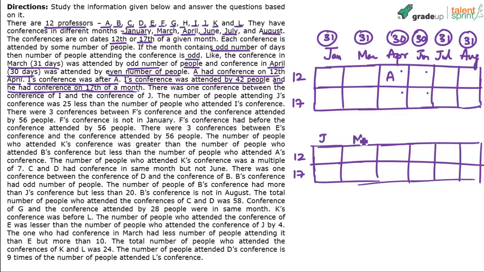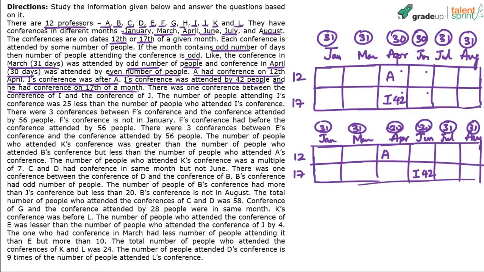So Jan, March, April, June, July, August. You know these numbers are important because that will help us decide even odd quickly. So better write it immediately. So what are the 2 possible values? A comes here. This is like Jan, March, April. A is on 12th April. That is fixed. Now I can come on 17th April or 17th June. So we have taken both the possibilities, right? Moreover, we know that I's conference is attended by 42 people. So put 42 also. The number that goes with I is 42. Right? That part is done. This is how you'll fill it.